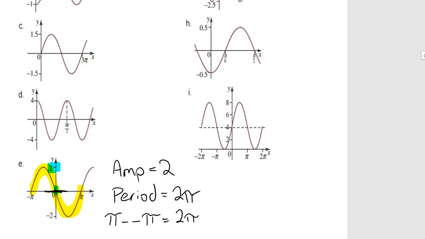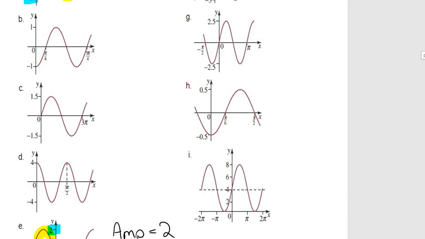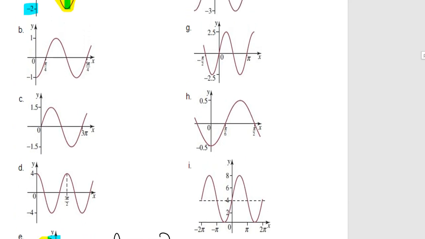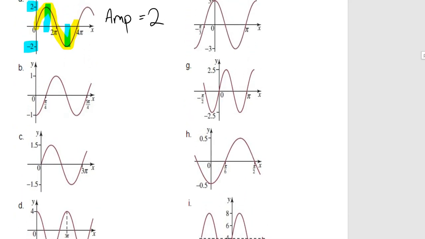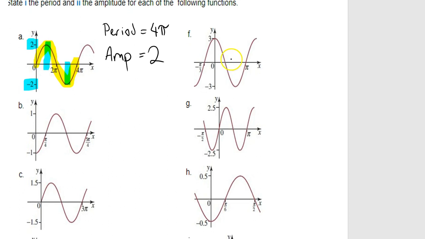Let me find a cos one. Let's do this one up here. This is a cos graph, and I know that because it starts away from the origin, away from the middle of the graph. It's starting on 3. We're going to do the same thing. We're going to look for the amplitude, so the highest point that it reaches, which is 3. Pretty easy. But we also need to look for the period.